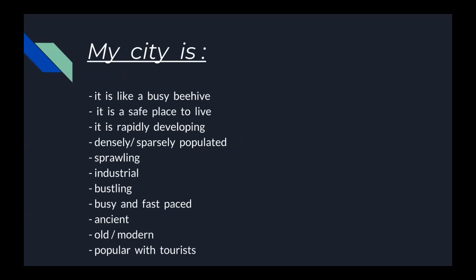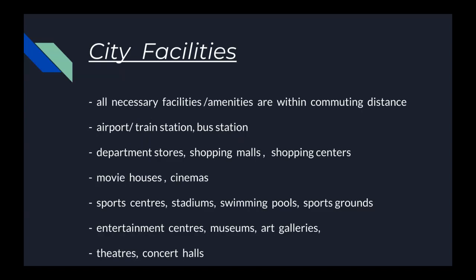Whether your city is sprawling, industrial, bustling, busy and fast paced, ancient, modern, old, or popular with tourists are some other keywords which you can use to describe your city. Thirdly, we can tell them about the city facilities which your city is offering you, like necessary facilities or amenities within commuting distance of where you are living. If there is any airport, train station or bus station of international level, where many people come and go, then you can also tell them this. Apart from that, there are department stores, shopping malls, shopping centers.